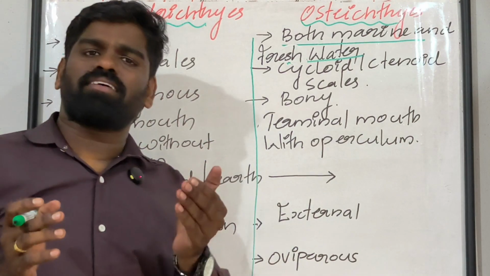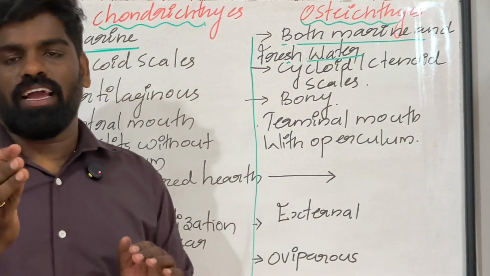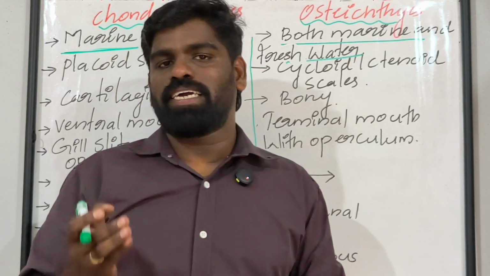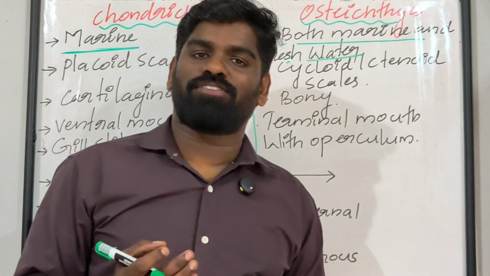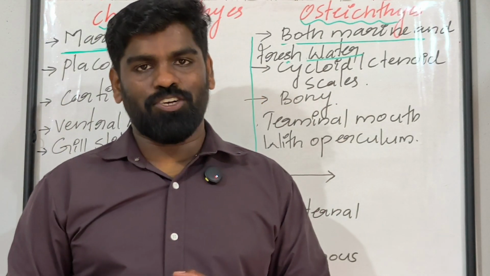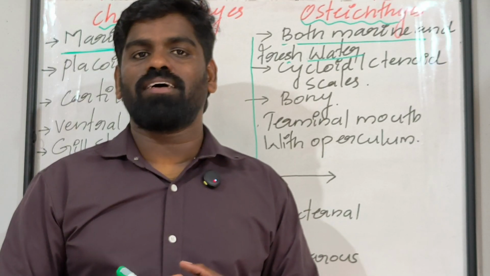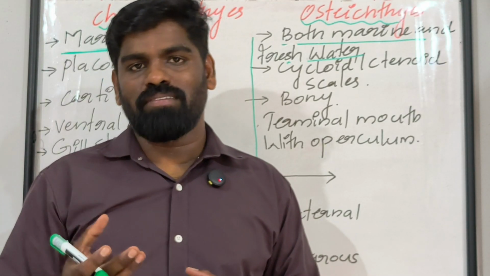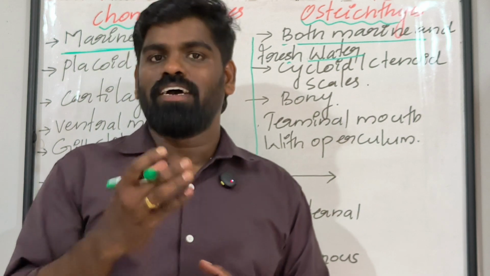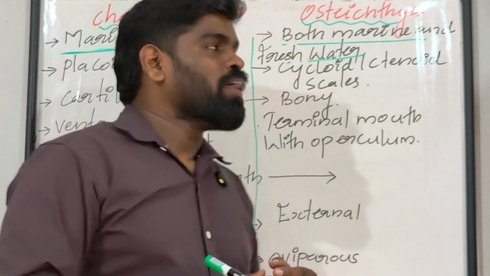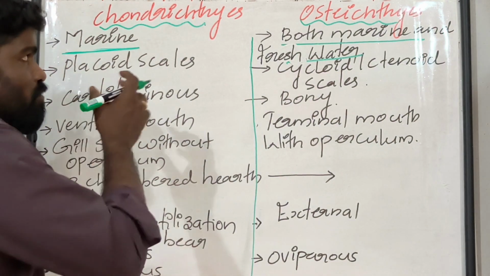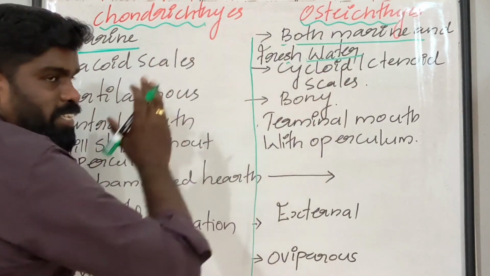And the examples, as I have already told you, I have mentioned in the short videos, all the examples of Chondrichthyes and Osteichthyes. You have to watch the short videos for remembering the examples. You have to use the tricks. The tricks are already uploaded now. So the characters, so Chondrichthyes and Osteichthyes.